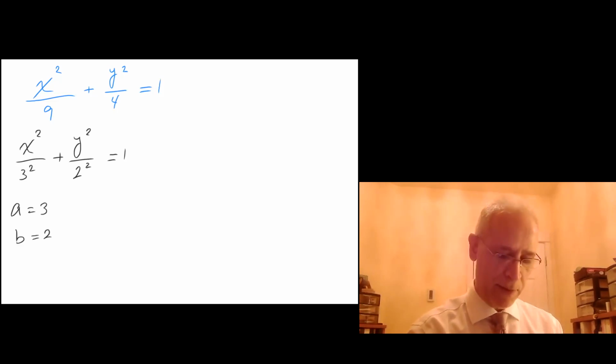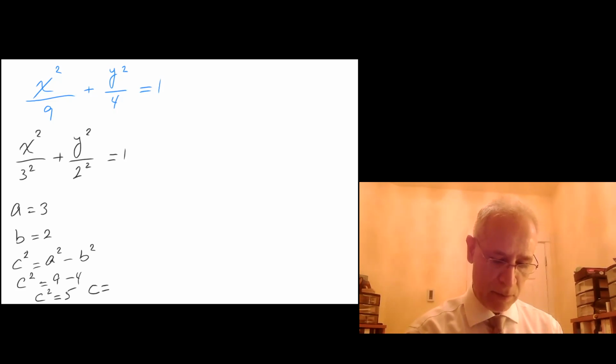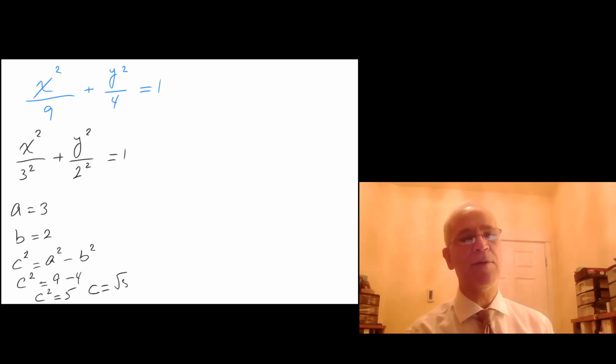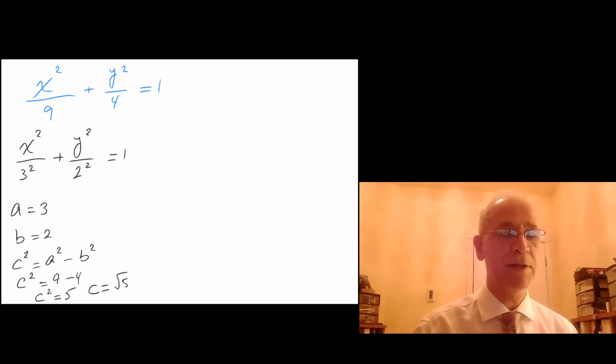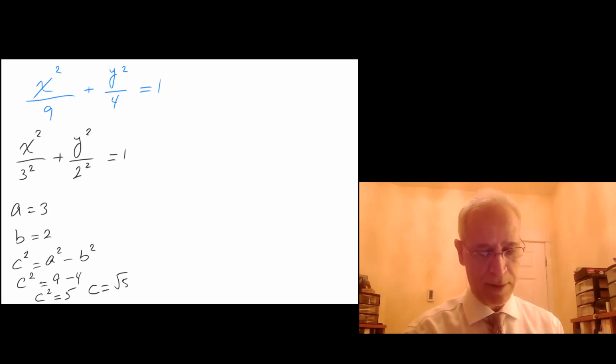b equals 2. And remember that we had c squared equals a squared minus b squared. So I have c squared equals, my a squared is of course 9, minus 4. So c squared equals 5 and c equals square root of 5. And I don't have to write plus and minus because c is the distance from the origin to the foci. Okay, now let's graph this.